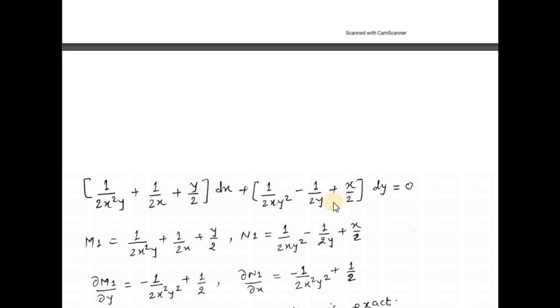Now comparing this equation with M1 dx + N1 dy = 0, we will get M1 is equal to 1 divided by 2x²y plus 1 divided by 2x plus y by 2, and N1 is equal to 1 divided by 2xy² minus 1 divided by 2y plus x divided by 2.